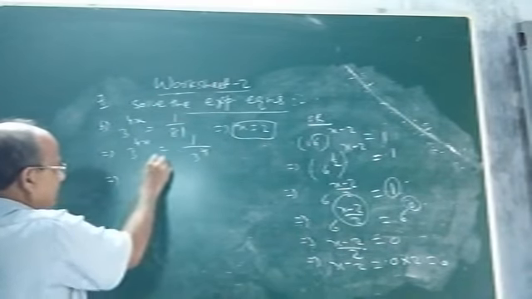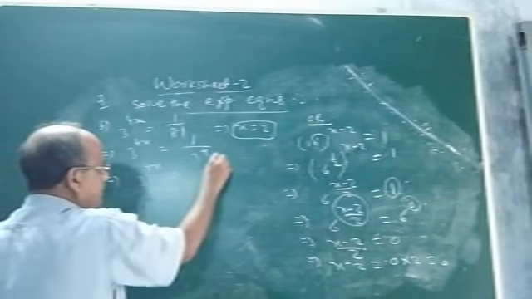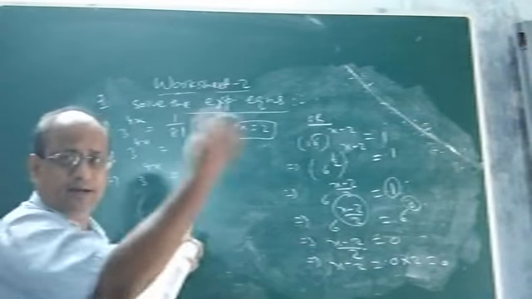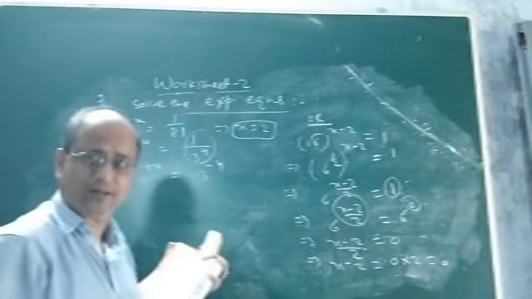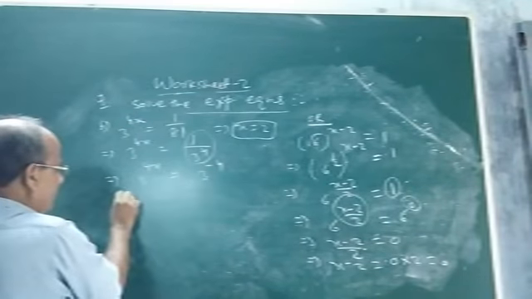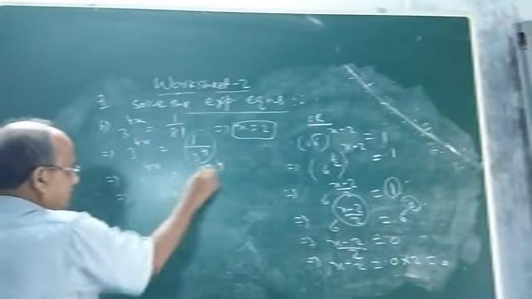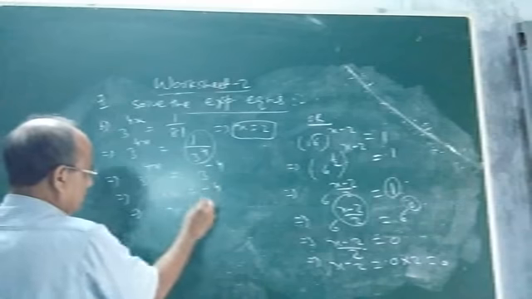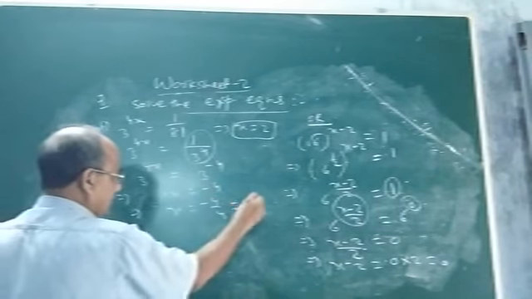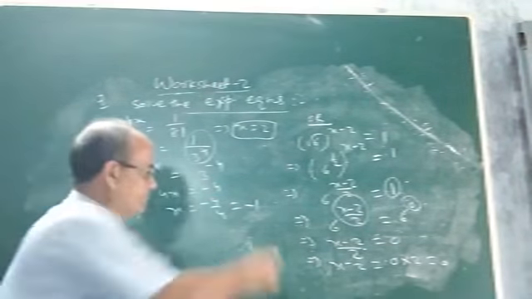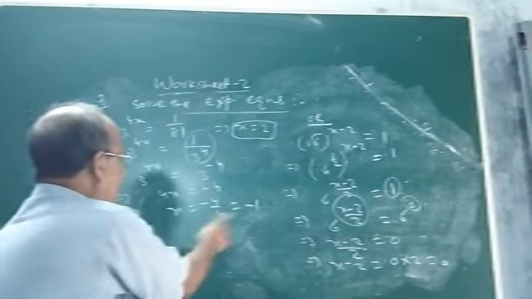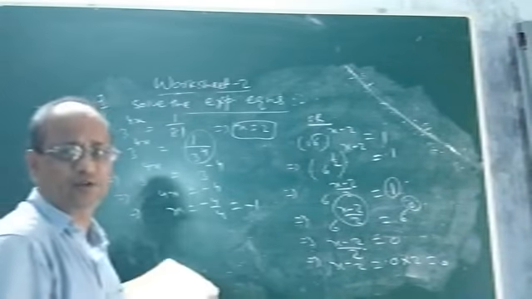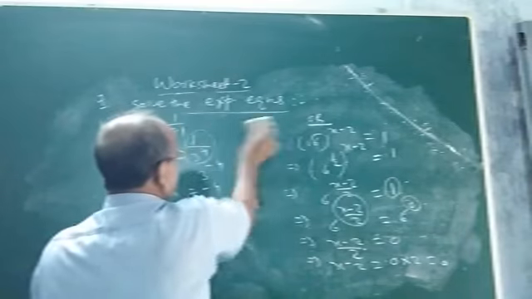3 to the power 4x. 1 by 3 to the power 4, when changed to a negative exponent, will become 3 to the power minus 4. Now see, the base is the same. So 4x will be equal to minus 4 and x will be equal to minus 4 by 4, which is minus 1. The answer x equal to minus 1 satisfies this exponential equation and hence it is the solution of the given exponential equation.